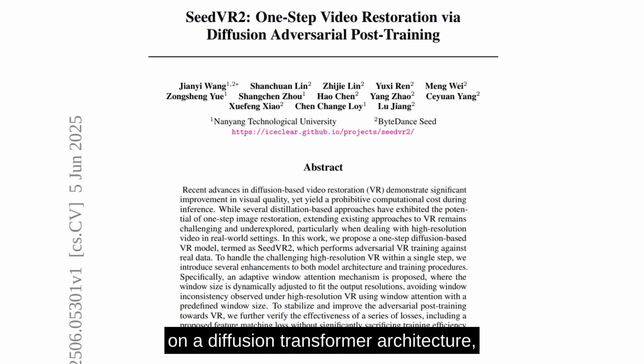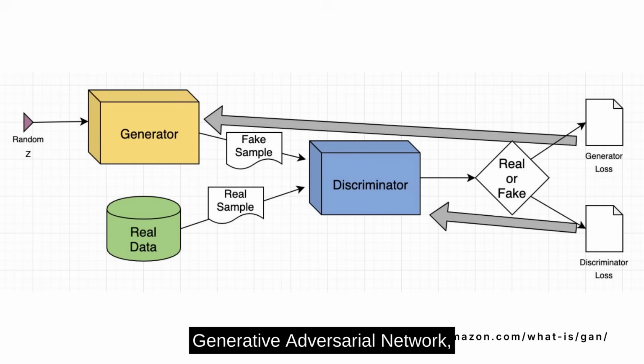While it's built on the diffusion transformer architecture, it uses GAN training to achieve one-step video restoration. A GAN, or generative adversarial network, uses two competing neural networks, a generator that creates upscaled frames and a discriminator that judges if they look real, each trying to outsmart the other until the results become indistinguishable from real footage.